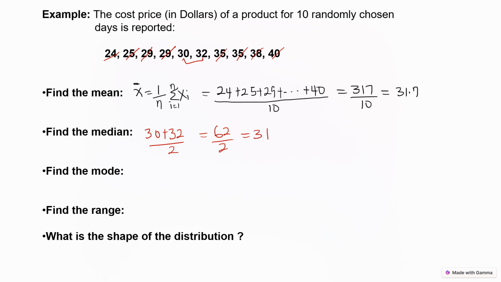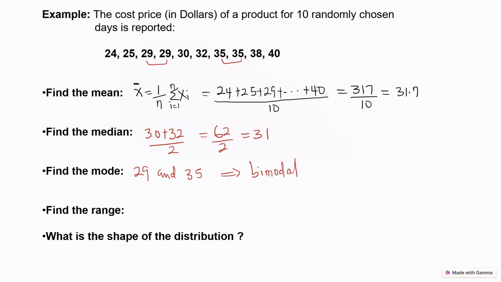The next is to find the mode. From the definition of the mode, it means the most occurrence. Looking at this, 29 appeared twice and 35 appeared twice. Other values appeared once. So the modes are going to be 29 and 35. And from the previous video I did, I told you when you have two modes, this is the same thing as bimodal.